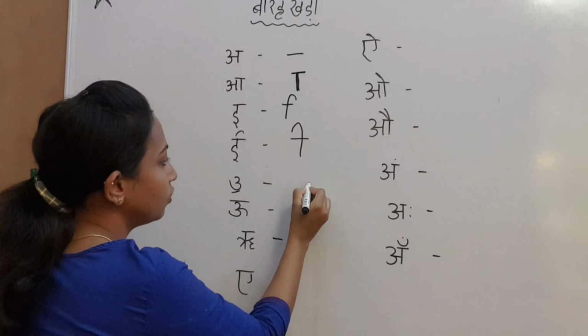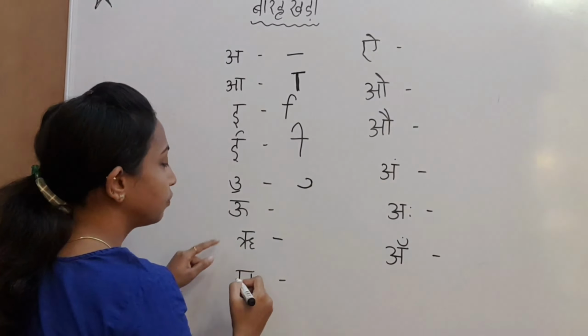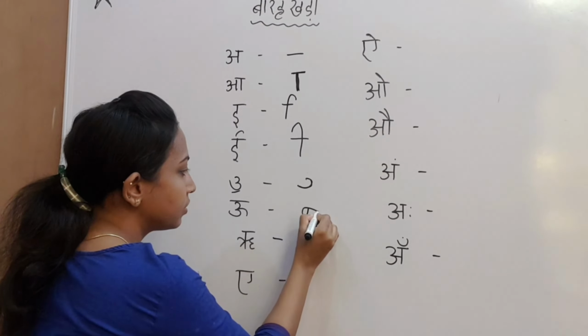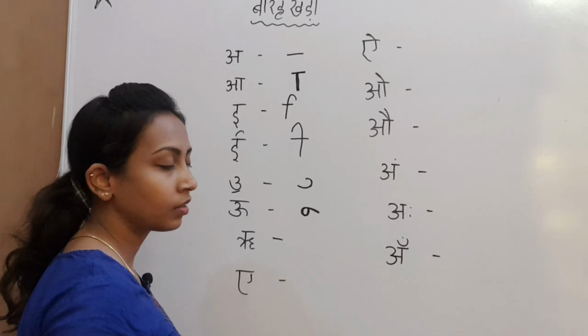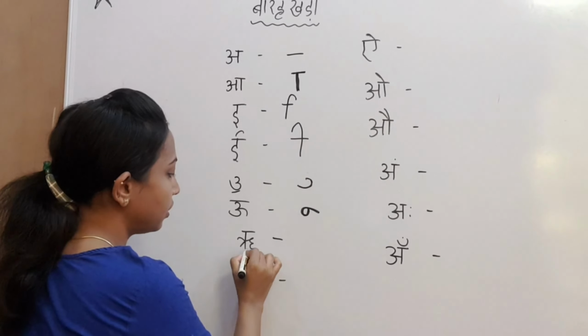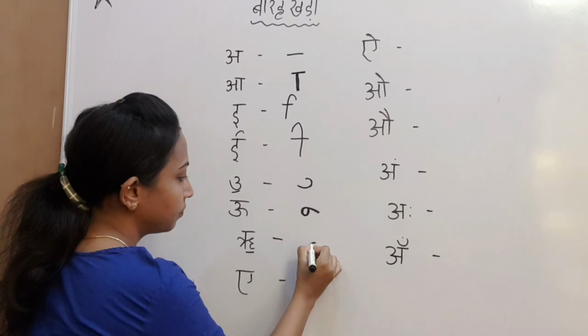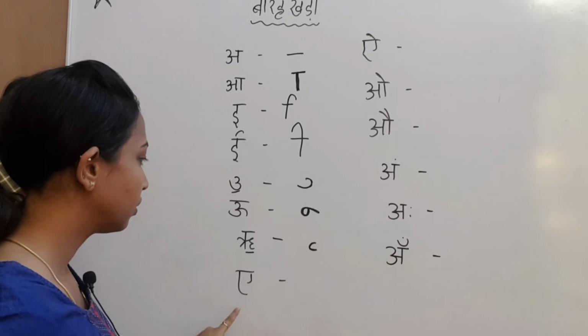For U, we use this symbol on the left side. For Oo, we bend the symbol and put it like this. Next one is Ri. For the Ri sound, we put a symbol like this. This symbol is Ri.